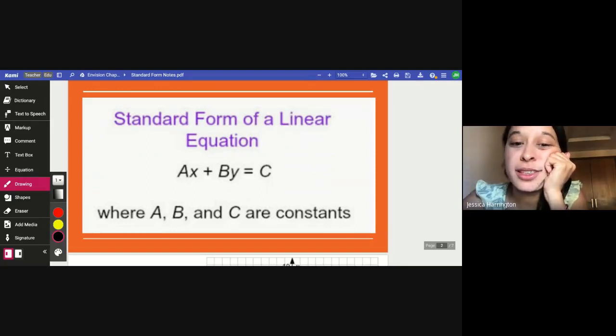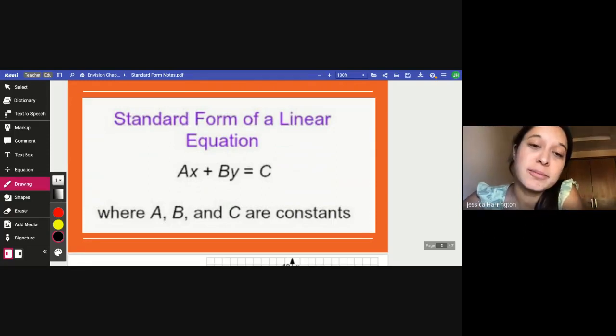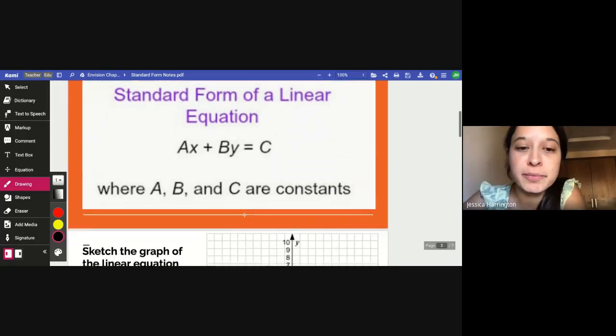The crazy thing is that A, B, and C are not at all helpful in graphing the line. You have to change the format to either point slope or slope intercept to be able to graph it. But just write this down so you have it. Pause it if you need more time.